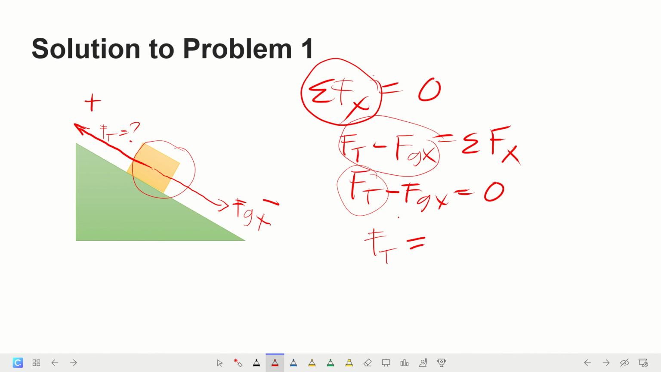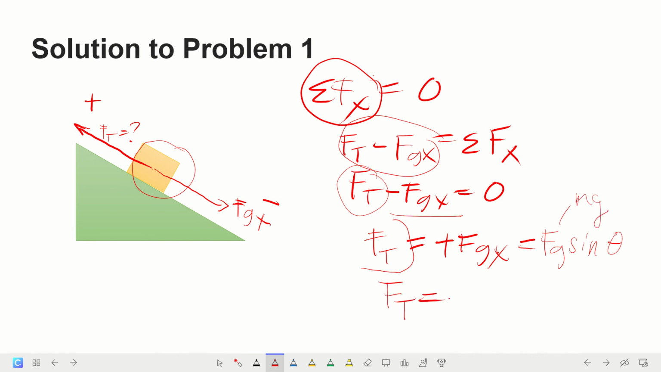And then, to look for the value of the required pulling force, ilipat lang natin to the other side. Magiging positive F of g of x. So, yan yung ating solution for our pulling force, the force required to prevent this from sliding. F of g of x is equal to F g sine theta, and F g is equal to mg. Therefore, F t is equal to mg sine theta.